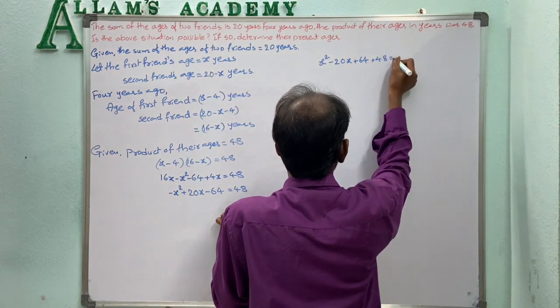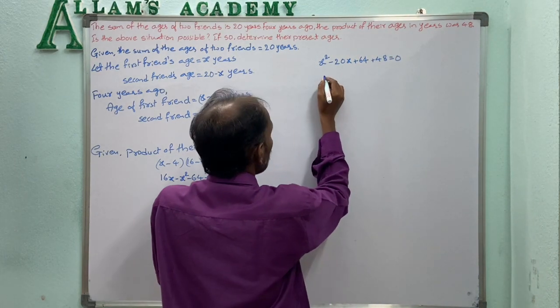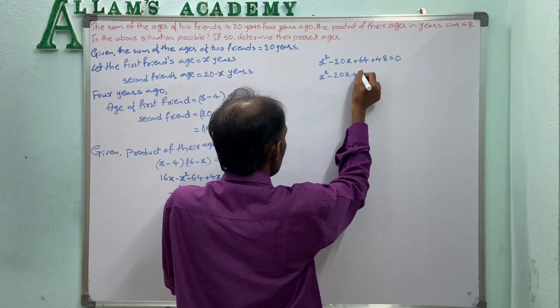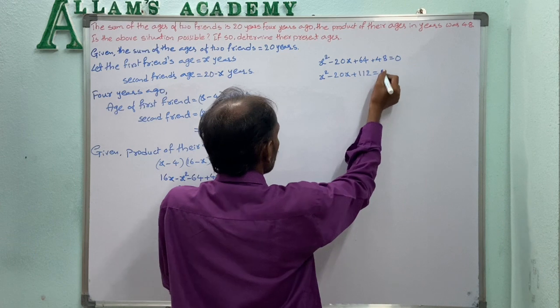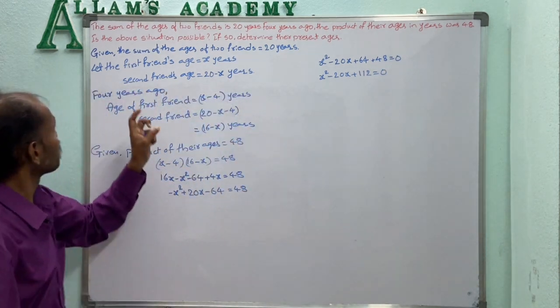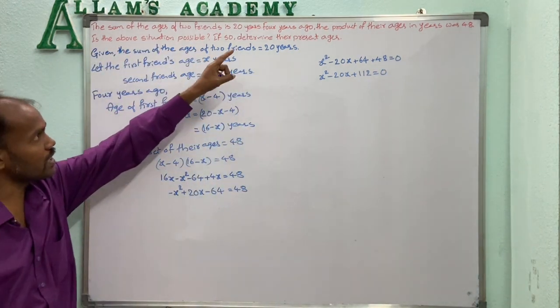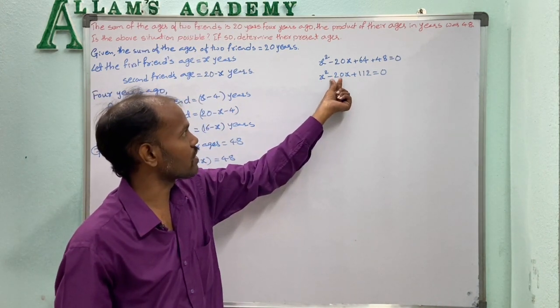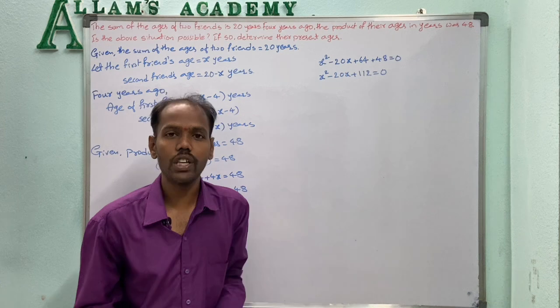So 48 plus 64, that is nothing but 112. So x square minus 20x plus 112 equal to 0. Now, is the above situation possible, then find the ages asked. Now here we get the quadratic equation x square minus 20x plus 112 equal to 0.